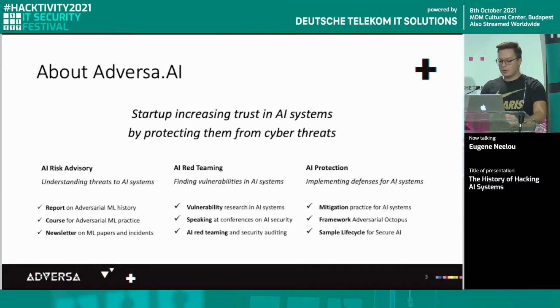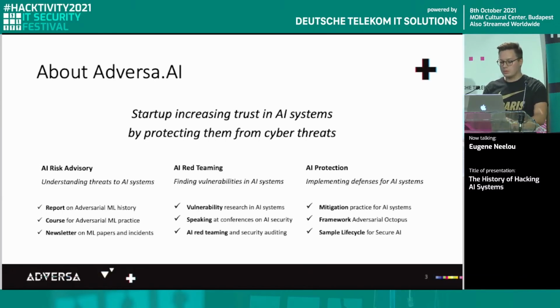A bit about our company. We are a startup with a mission to increase trust in AI systems by protecting them from cyber threats. We are a team of hackers and researchers, and we work in 3 directions. All of these things you can see on the slide are not products, but resources we have created, so you may find them useful.